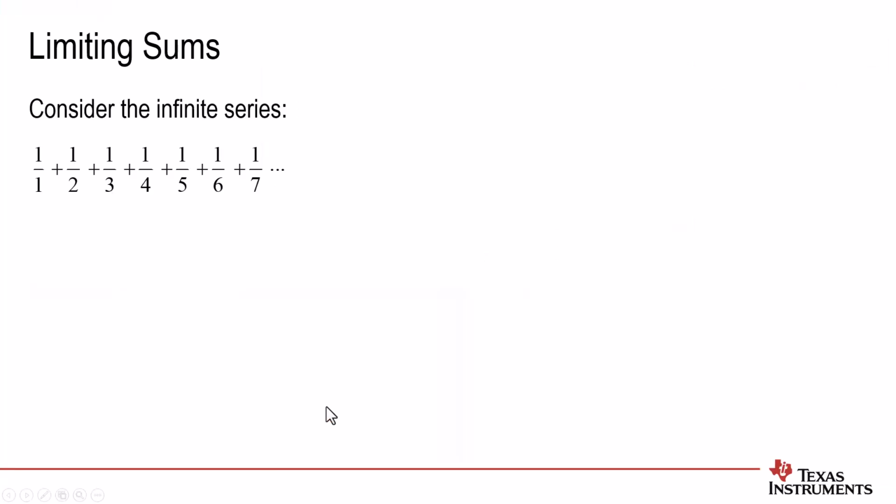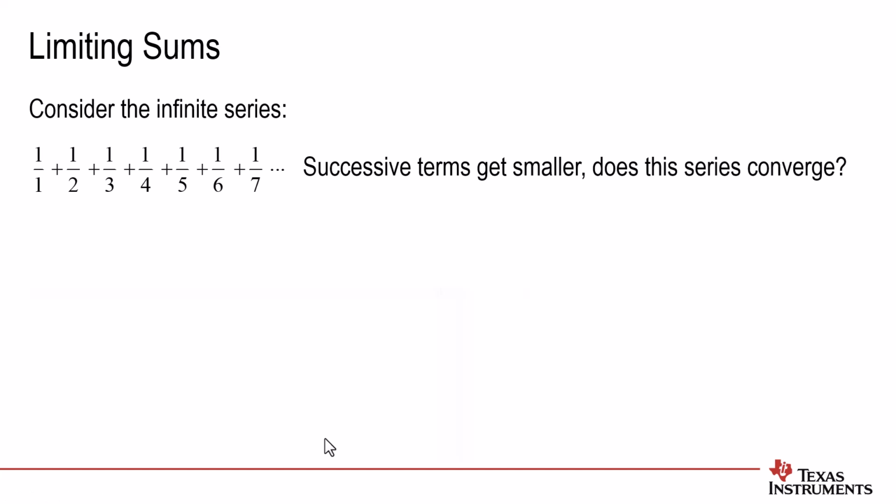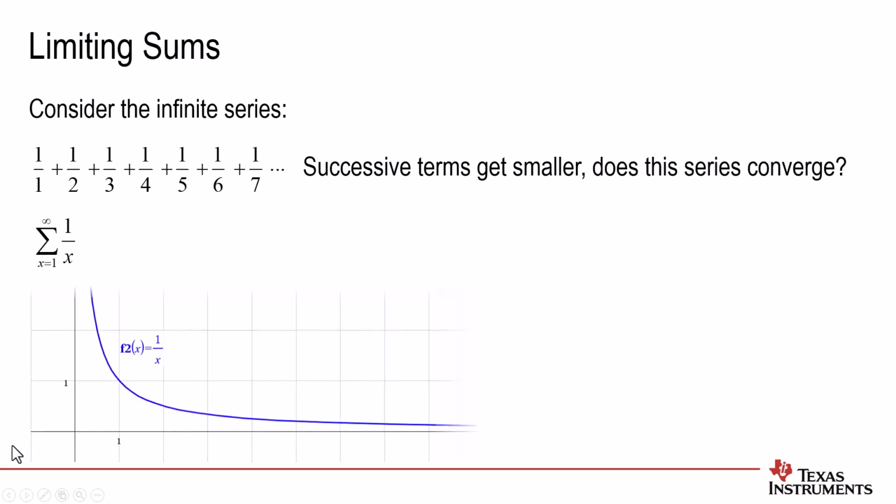So here's where we need to do some maths a little bit beyond what we're doing on the calculator. We're questioning, do these successive terms, as they get smaller, are we converging? So what we're wanting to know is if the sum from x equals 1 to infinity is some defined value. And for that, we're going to go back and do some calculus.